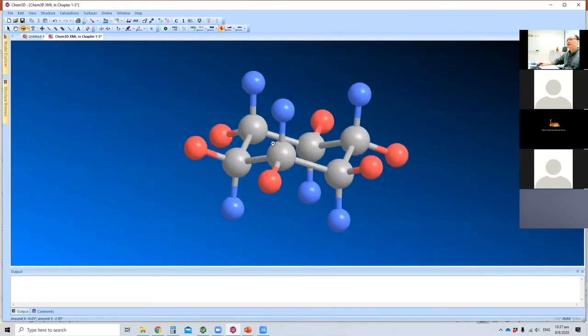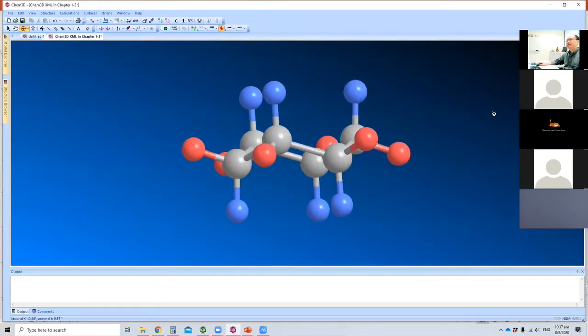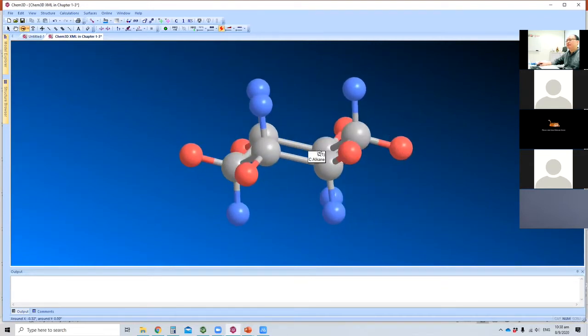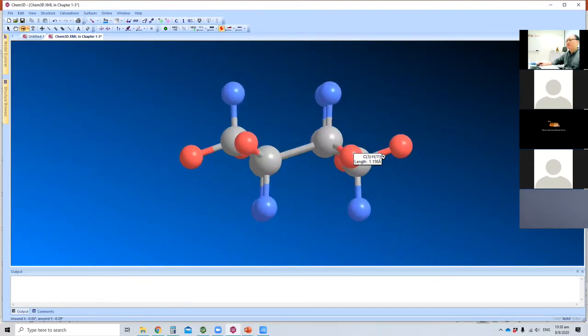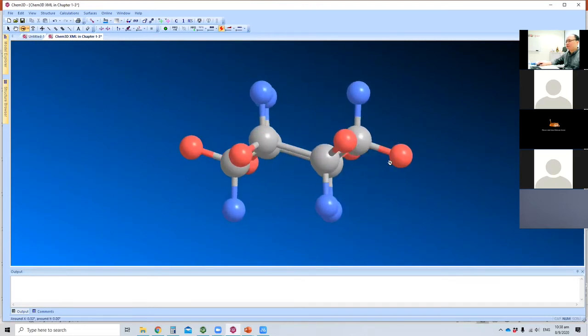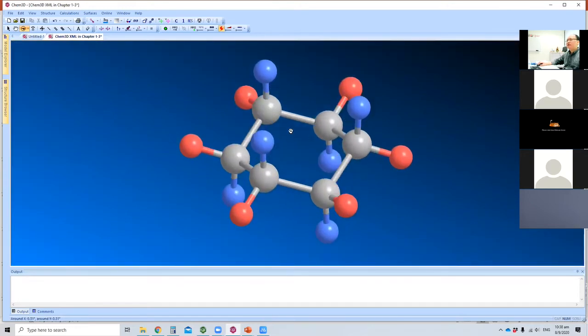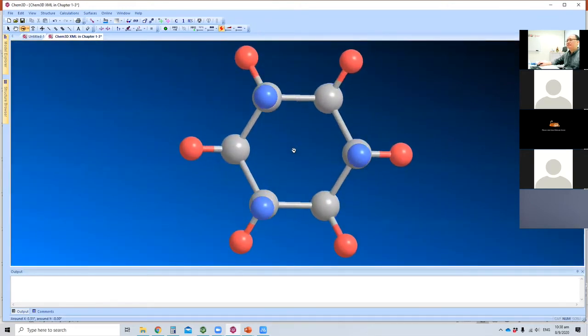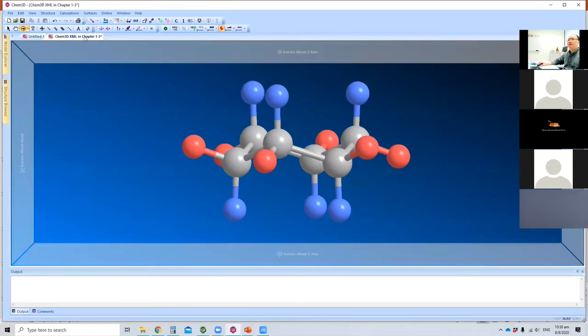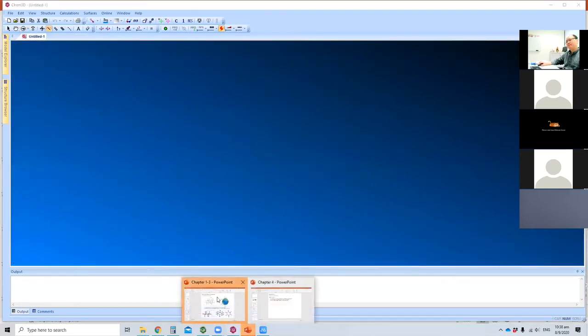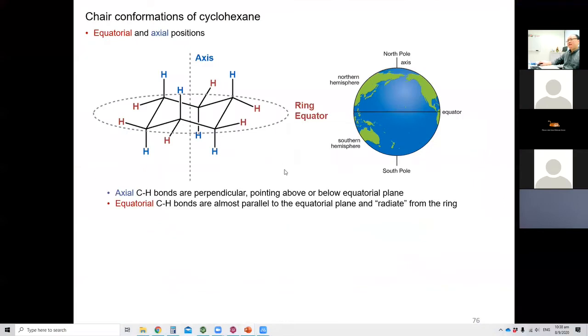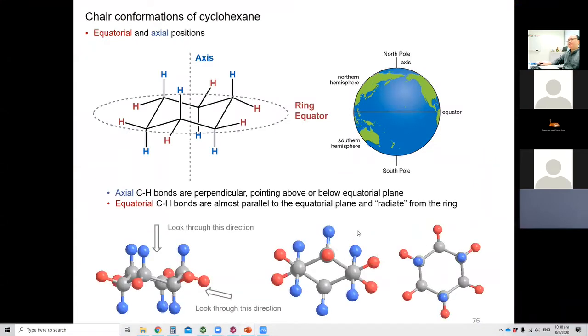And for the red ones, they radiate from the ring. So they are pointing almost parallel to the plane, but with some angle. You can see this is pointing up, and this is pointing down. All right. So if you look in the direction from above the plane, you can see the blue axial CH bonds are actually pointing to you, right? And the red one is pointing out, and this is a different angle. So you can see I also show the different angles here.